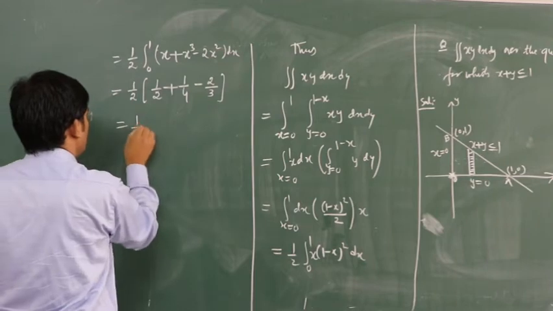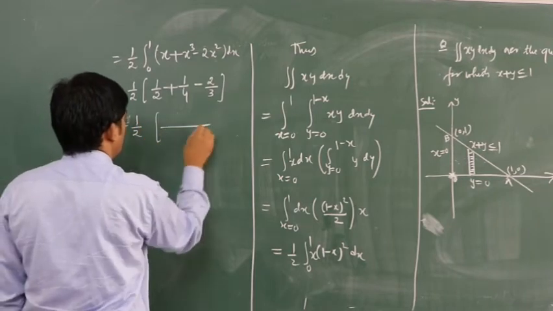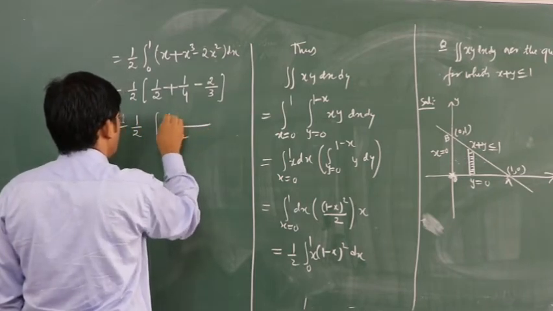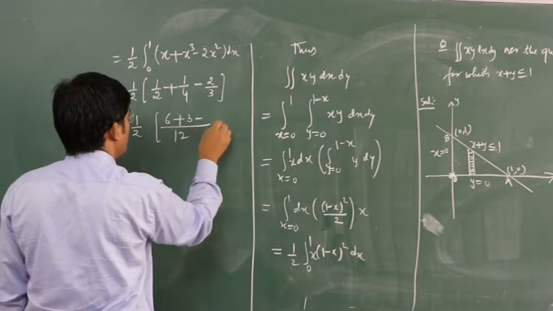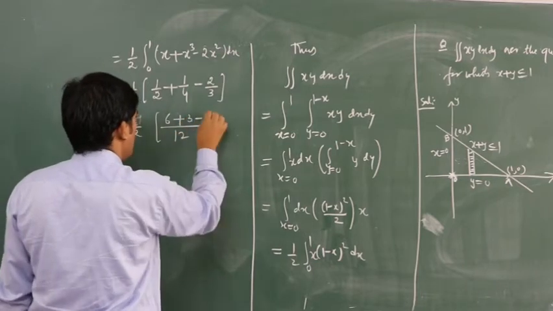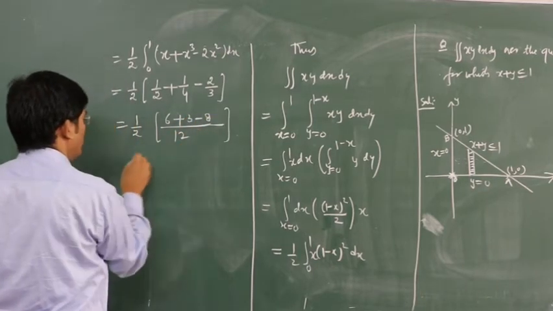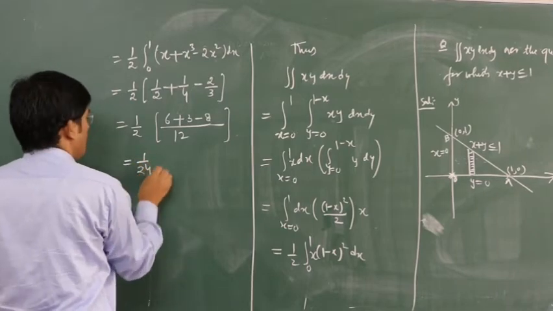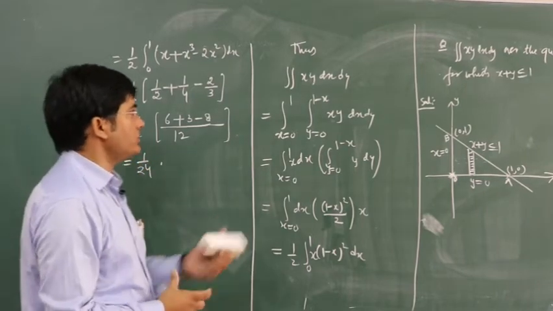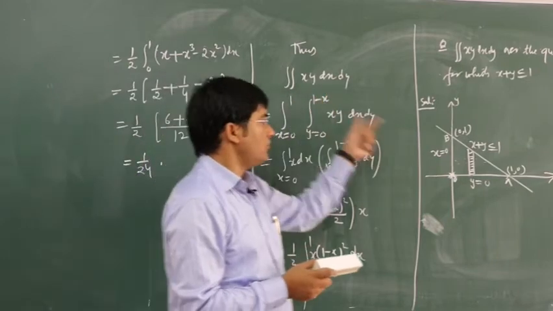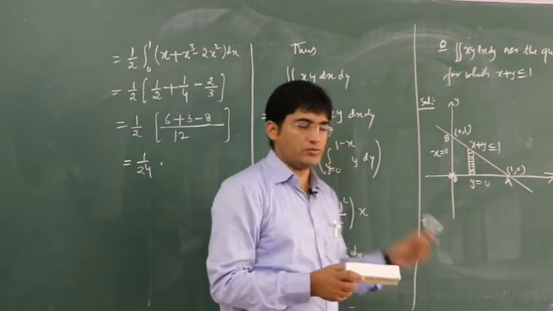and this is equal to, now 2 6 are 12, 4 3 are 12, and 3 4 is 12, so we have 8. So this is your 1, and the answer is 1 by 24. So the value of this double integration for this region is 1 by 24.